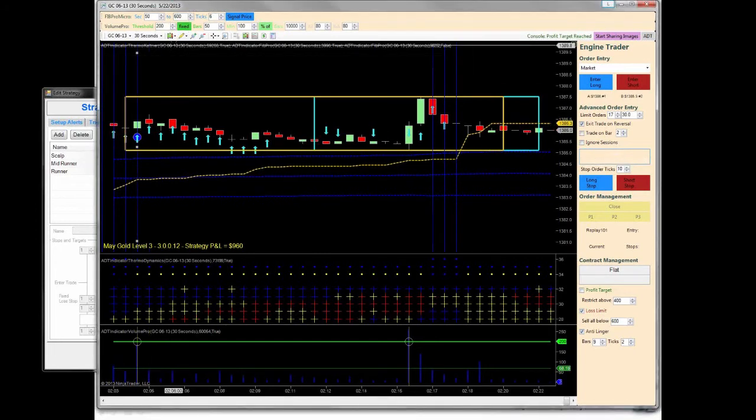What I'm going to do is put the volume back to its original setting, and you'll see it bump back down to 200% of the average of the last 50 bars, and that'll open us up to more trades.